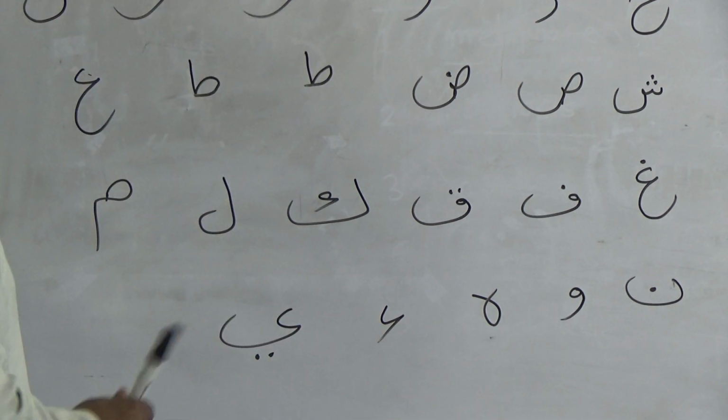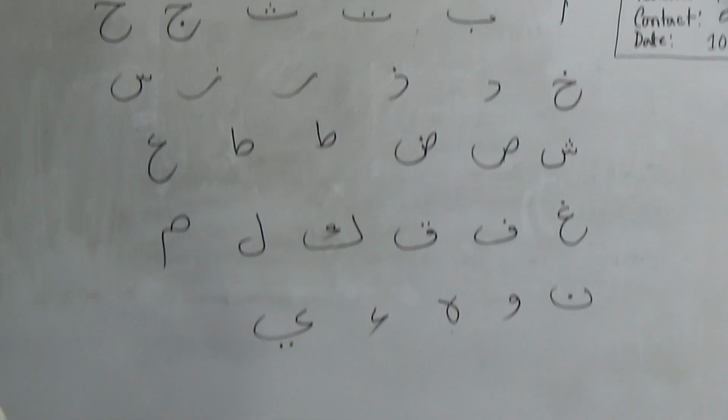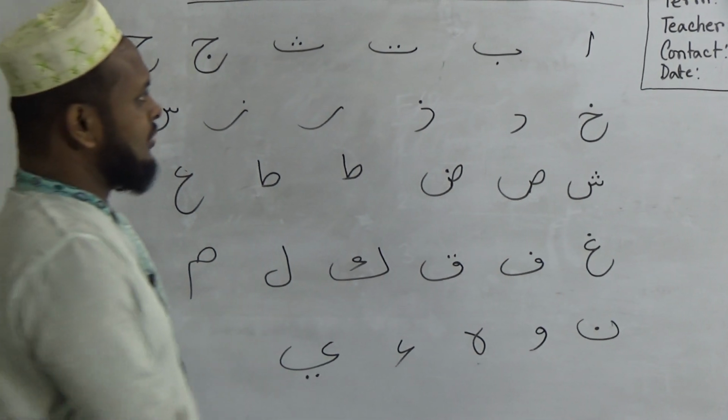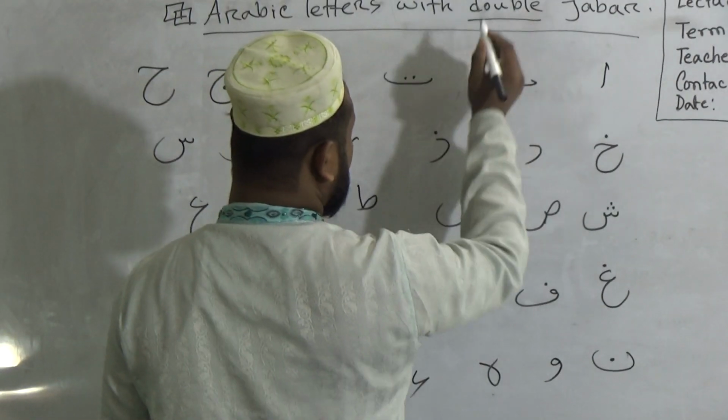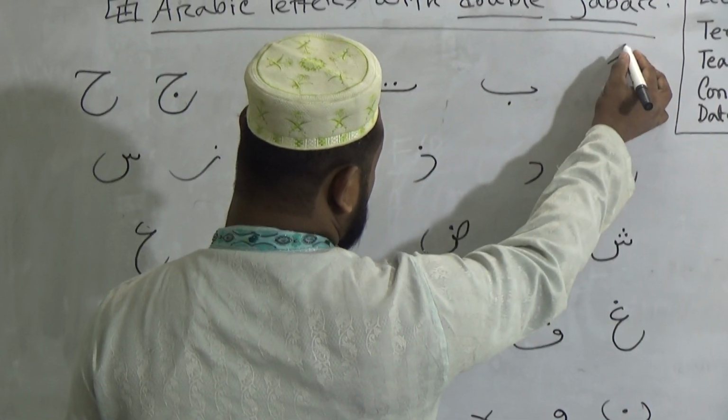Okay, dear students, these are the Arabic letters from Alif to Ya, 29 Arabic letters. Now I want to give double Jabur. Okay, this is double Jabur.